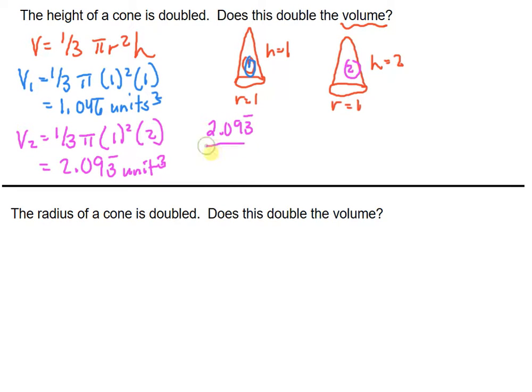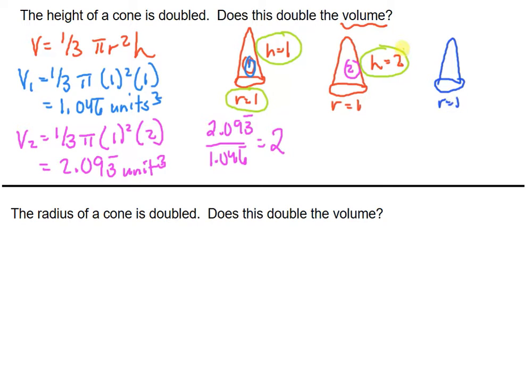So if we take 2.093 divided by 1.046, what do we get? I get 2. So it might double. I'm going to check one more time, because sometimes using smaller numbers such as ones and twos, it doesn't justify, because ones sometimes work out nicer than other numbers.